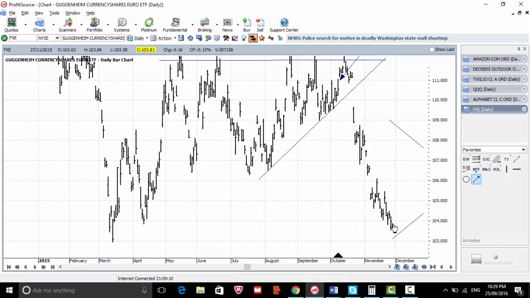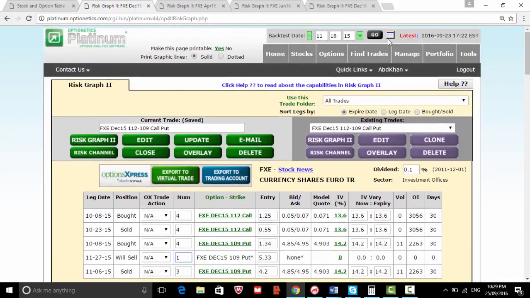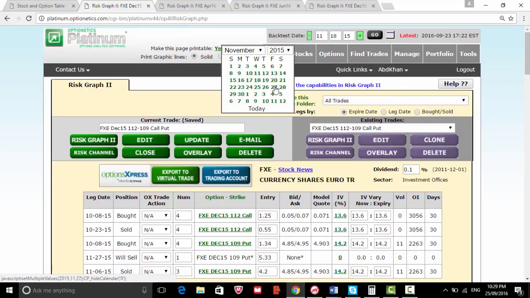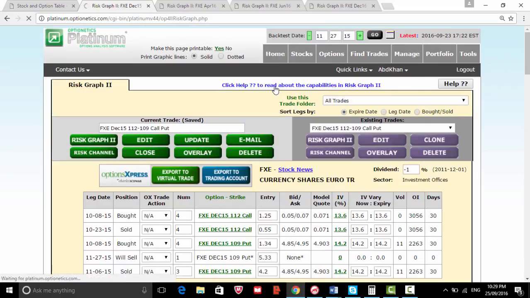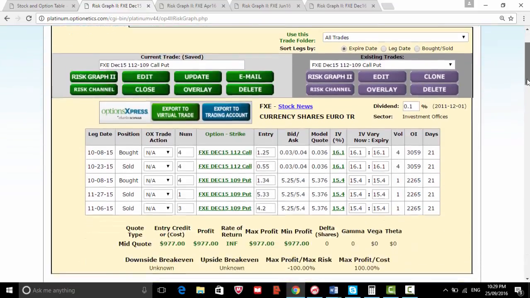So when that's occurred, I've actually exited this position, as can be seen here that I've sold that last put option that I had open. So I'm going to just move to the 27th of November, and the other reason I exited this particular position on that date as well is because I'm running out of time. If you look at my days remaining to options expiry, it's only 21.